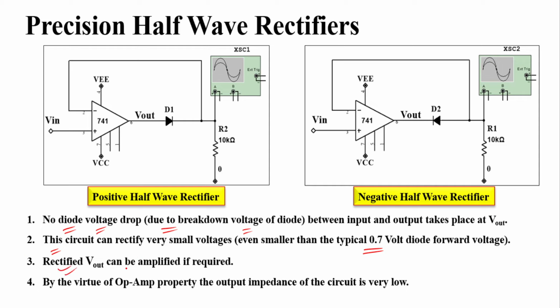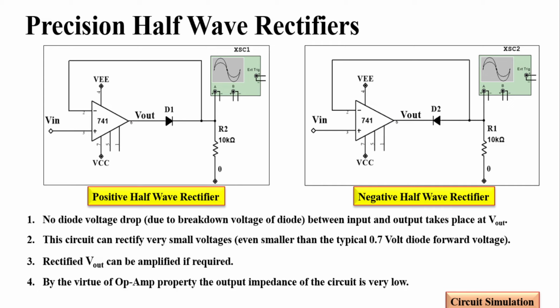And apart from that, the rectified output Vout can be amplified if required. So you can connect resistors so that you can generate amplified outputs if you require any amplification in the Vout. And by virtue of the op-amp property, the output impedance here is always very low. Okay, so these properties we can achieve from the precision half wave rectifier.